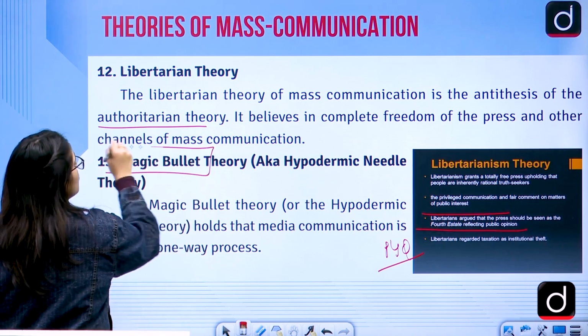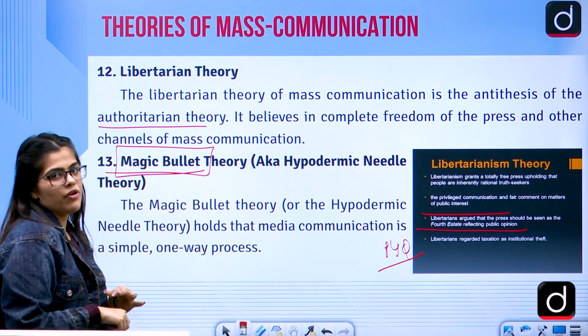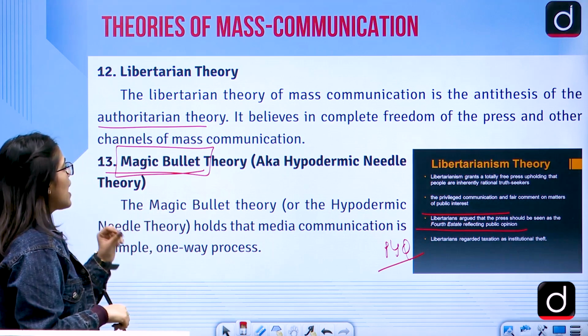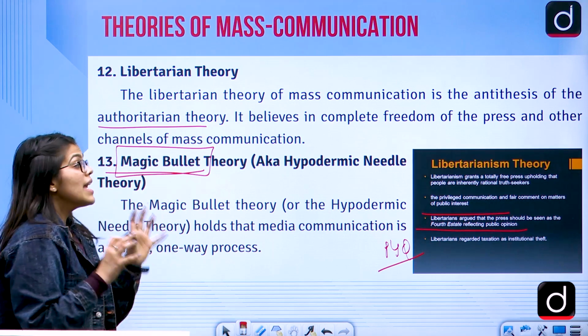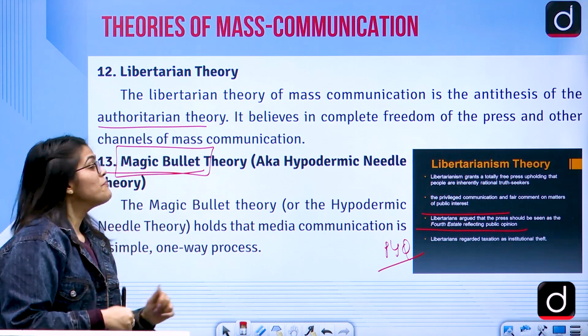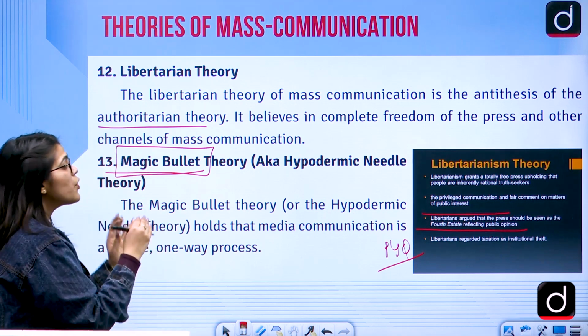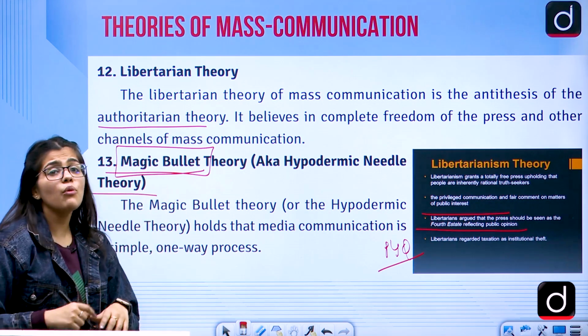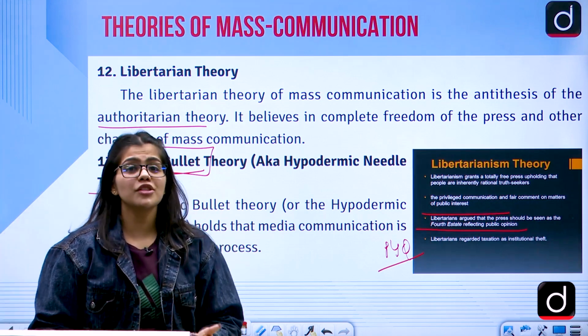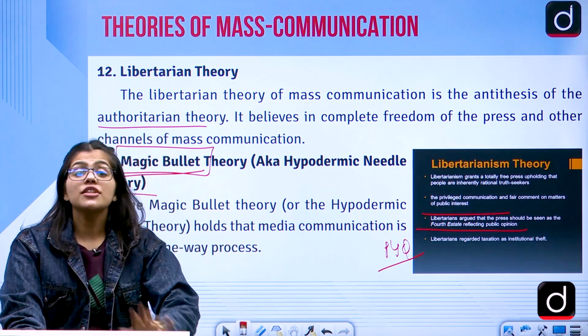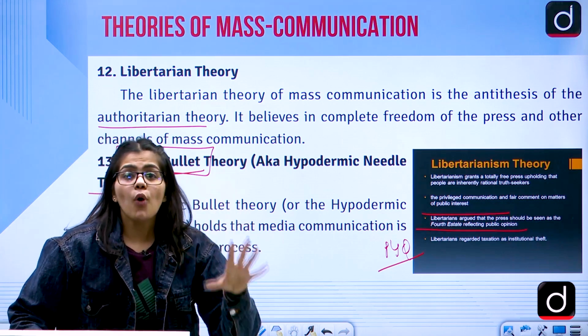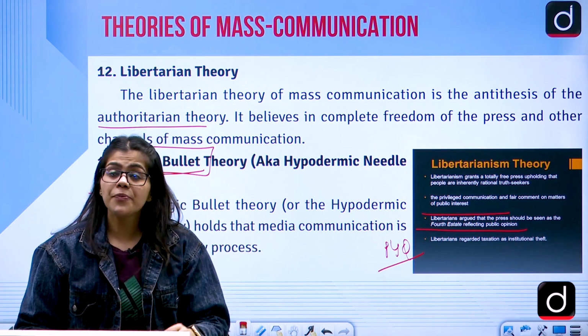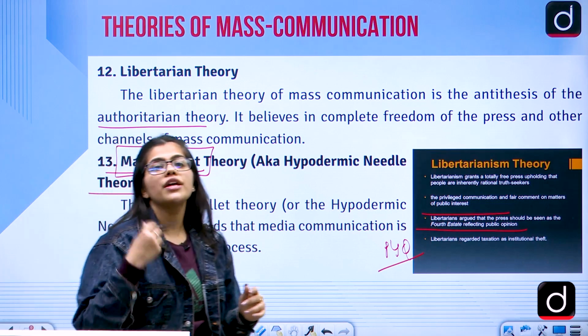Then comes the most important type of theory, called the magic bullet theory. It also has another name, the hypodermic needle theory. Now, what is this hypodermic needle theory? This theory says that you are being injected with what media wants you to think. You are working according to the media.